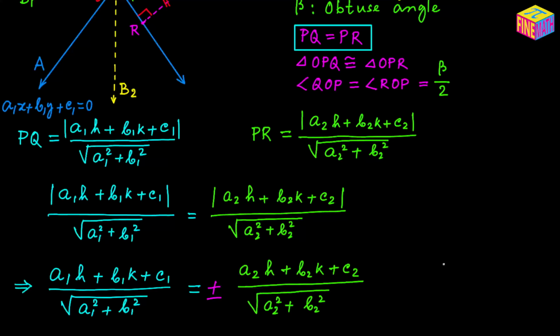Now why plus or minus? Well, if we have two modulus expressions in an equation, then when we remove the modulus sign, we have to denote it like this, because from the discussion of modulus function, we know that if modulus of x is equal to modulus of y, then x must be equal to plus or minus y. That is one of the important properties of modulus function.